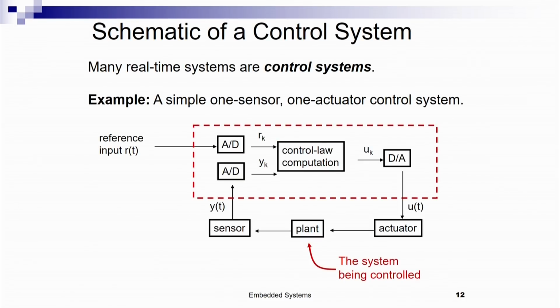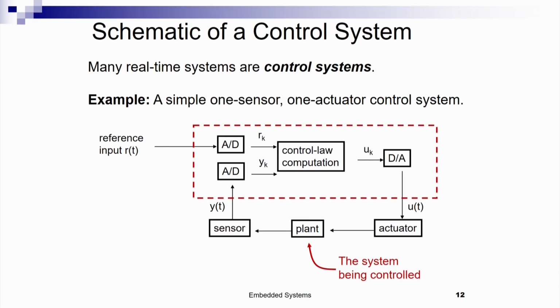Now, we come to another important aspect. Many real time embedded systems are control systems, because many embedded systems control a bigger physical system, right. So, these are control systems. For example, let us consider a simple one sensor, one actuator control system.